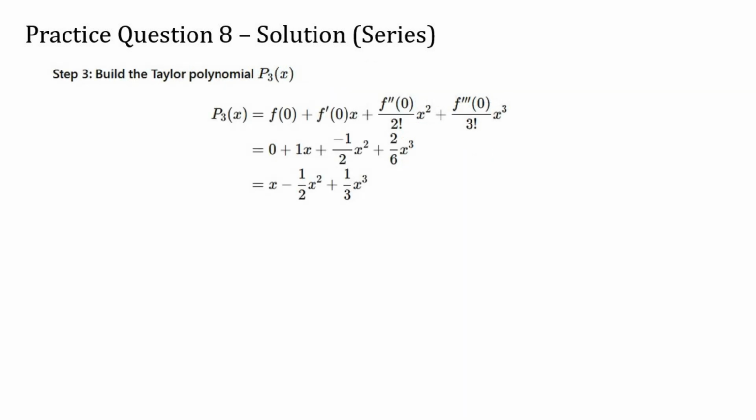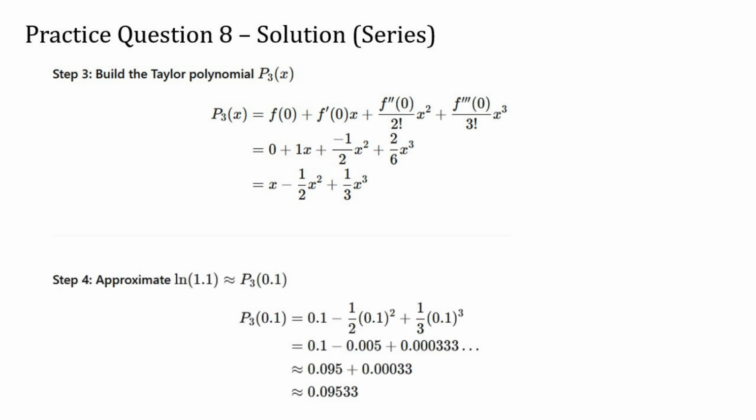Next, we construct the Taylor polynomial using those values. Substituting in our values, we get x minus 1/2 x squared plus 1/3 x cubed. Finally, we use this polynomial to estimate the natural log of 1.1. Since 1.1 is the same as 1 plus 0.1, we plug in 0.1 for x.